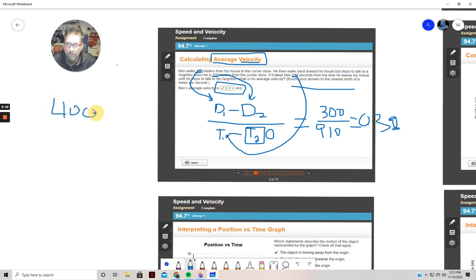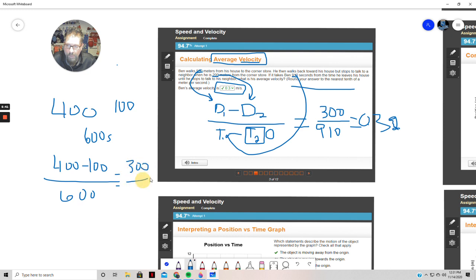400 meters from his house and then came back 100, you know, talked to his neighbor, and we'll say that took 600 seconds. Then you would do the same thing. You would take 400 minus 100 and you divide that by 600, and so then you'd have 300 divided by 600. And when you do that, I'm just reaching down for my calculator now.